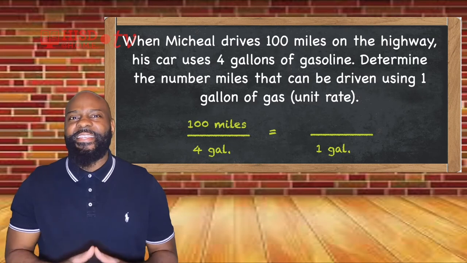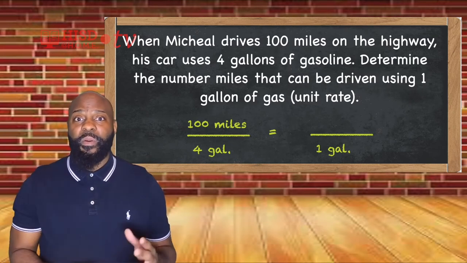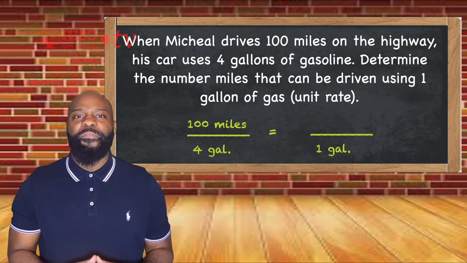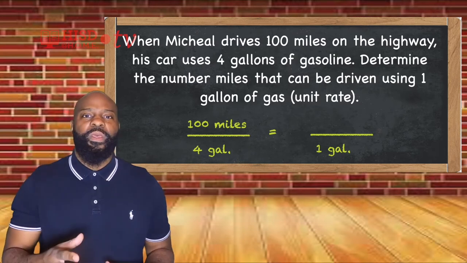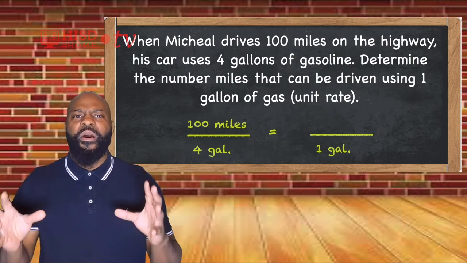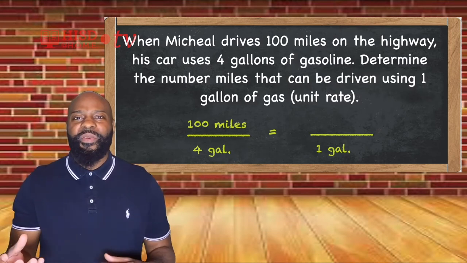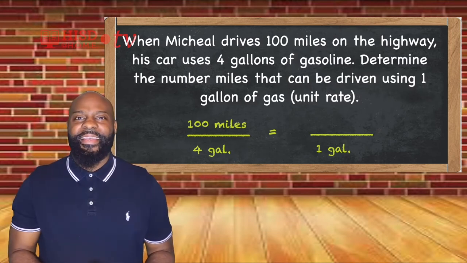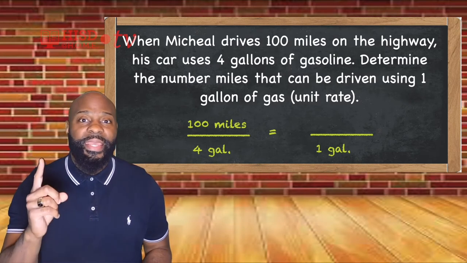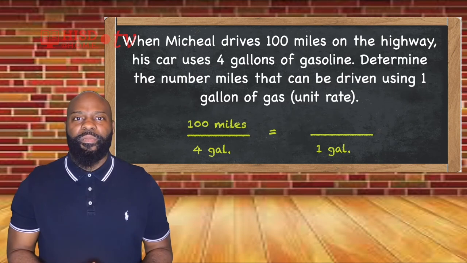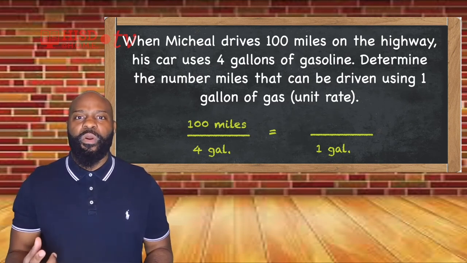You guessed it, division. Remember, subtraction, I can also get from a bigger number to a smaller number, but for proportions, we don't use addition and subtraction. And the reason being is because it would throw off our proportion. So, what divided by 4 will give me 1? You guessed it, I'm dividing 4 by itself in order to get 1 gallon of gas, okay? So let's go ahead and divide that. 4 divided by 4 gives me 1.